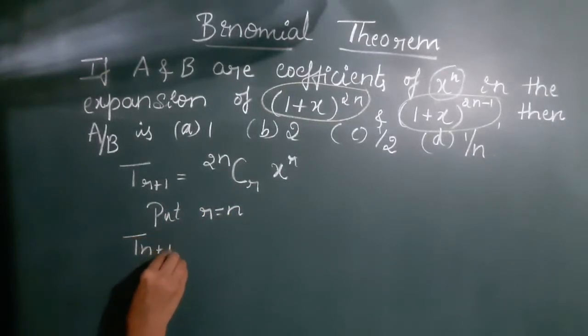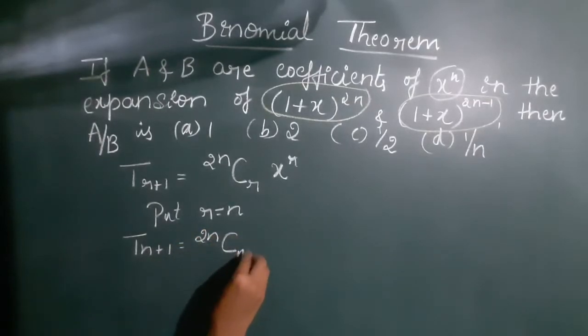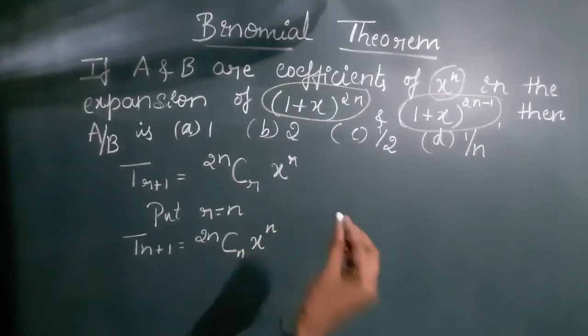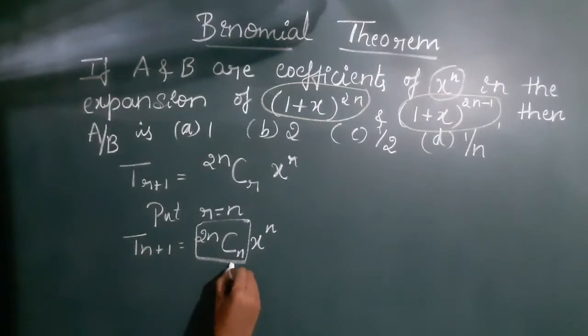T(n+1) is equal to 2n Cn x to the power n. So what is the coefficient of x to the power n? It will be 2n Cn. Yes. So this will give you the value of A. So this is the value of A.